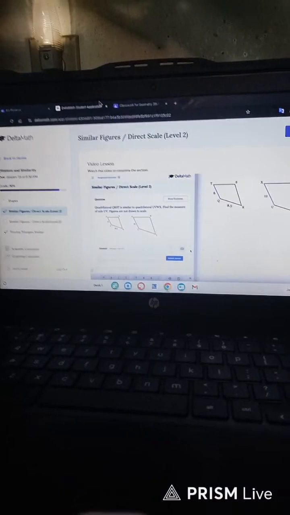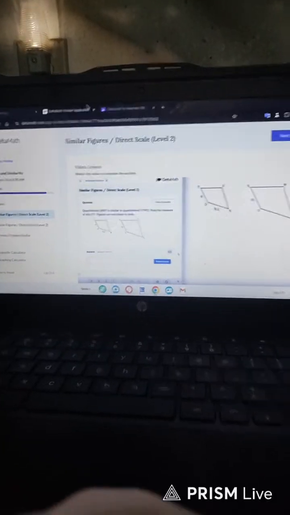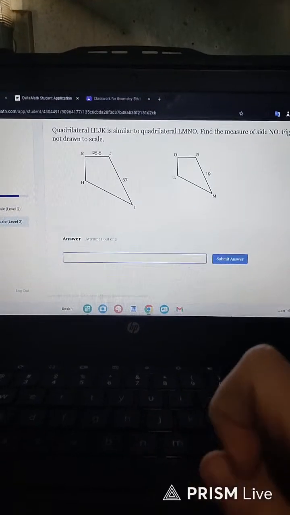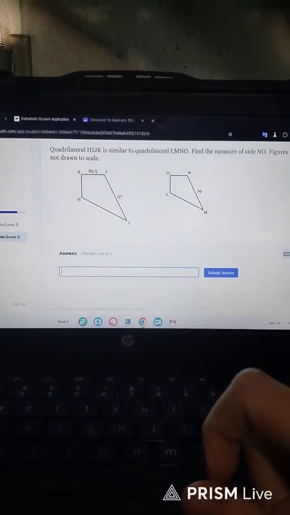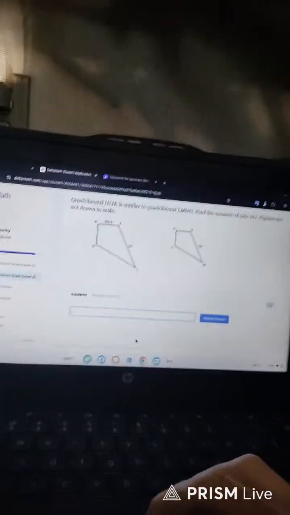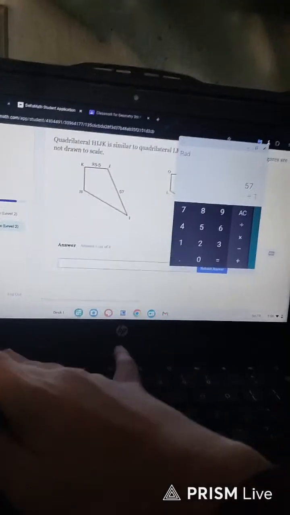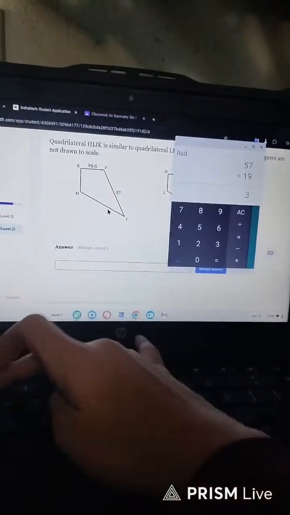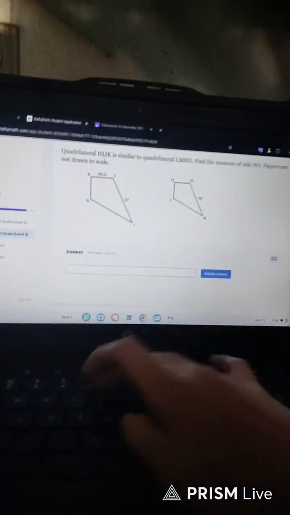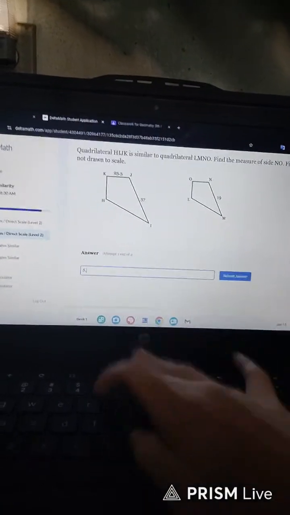So then we refresh, and the video is watched now. And then we come here. Not there. We go here. Alright, HIJK is similar to quadrilateral LMNO. Find the measure of side NO, this side. Figures are not drawn to scale, so we do 57 divided by 19. Alright, that's 3. Now we do 25.5 divided by 3, and that's 8.5. 8.5 is the measure of NO.